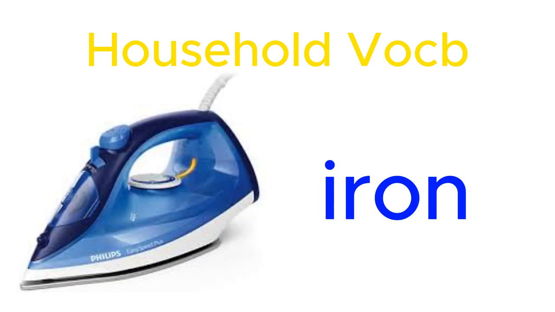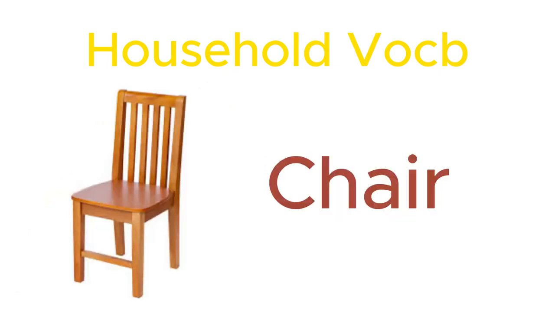The very next household vocabulary word is iron. Iron. It's very common, you know that. इस्त्री को बोलते हैं iron. So the next is chair. Chair.